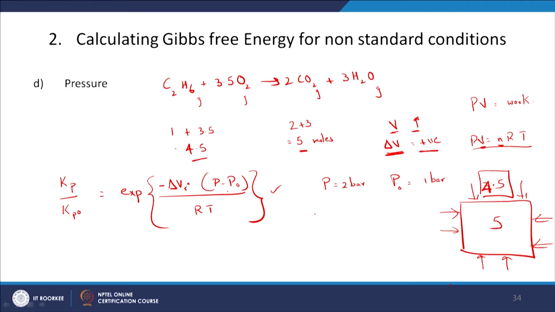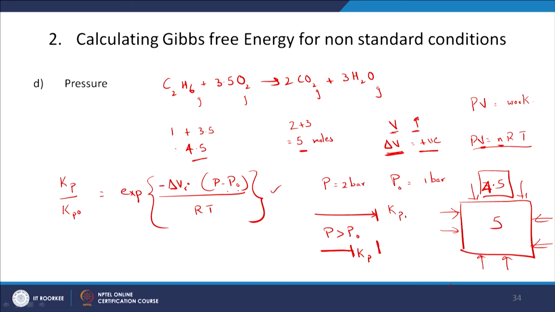Earlier, let us say your Kp naught is to this extent, but because you are increasing the pressure, because P is greater than P naught, the reaction would not go to that particular extent. The equilibrium is going to shift to the left, right. So you are going to reach equilibrium sooner compared to Kp naught. Hopefully that makes sense. Now let us try to apply that to your equation and see if we get to the same conclusion.